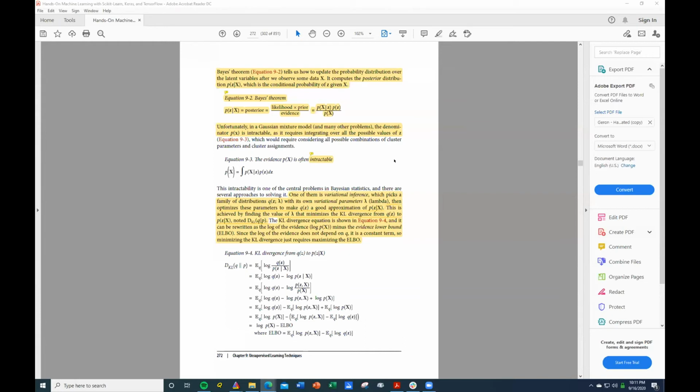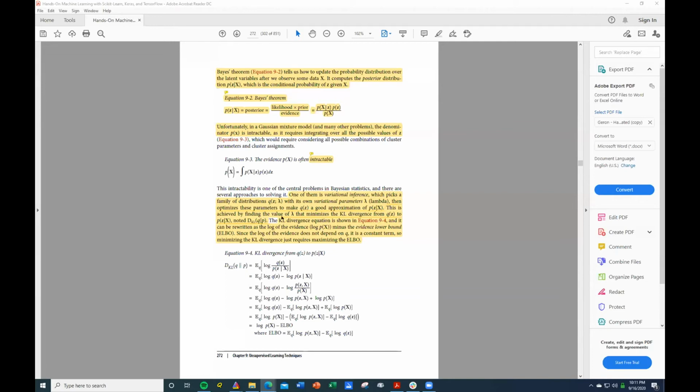One of them is variational inference, which picks a family of distributions Q that involves Z, the latent variables, and a new hyperparameter, lambda, which could be more than one hyperparameter, which is going to make Q of Z a good approximation of the P of Z relative to X. That is achieved by finding the value of lambda that minimizes the KL divergence, the Kullback-Leibler divergence from Q of Z to P of Z, denoted this way.